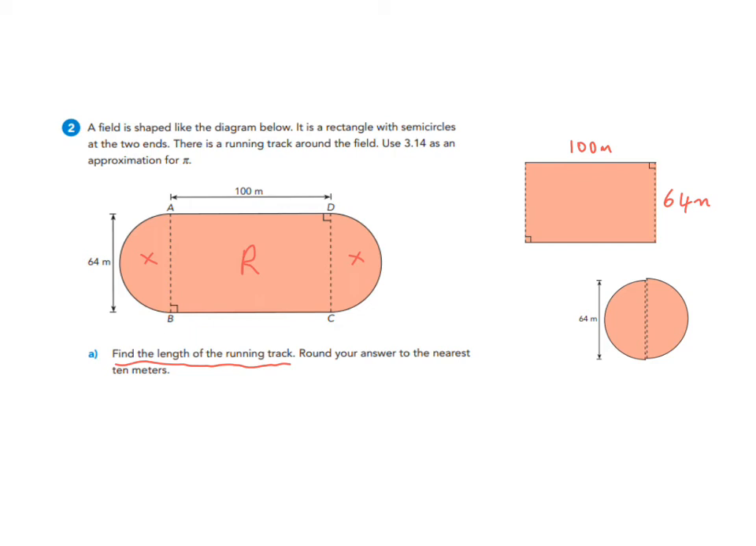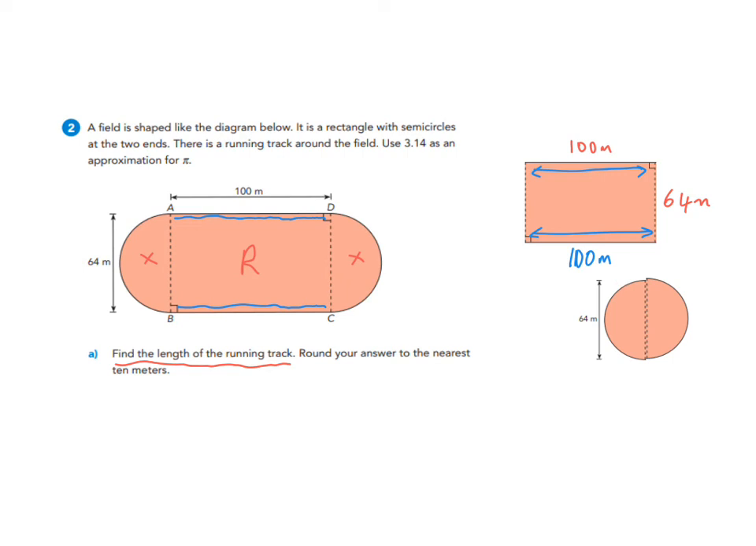So for this running track we need the perimeter of the rectangle. Actually, we don't. We need the 2 top measures, the long measures of the rectangle. So we've got 100 meters there and 100 meters there. And if we want to find the size of our running track, that means we've got that length and that length. Now, down below we have our semicircles joined together to make a circle.